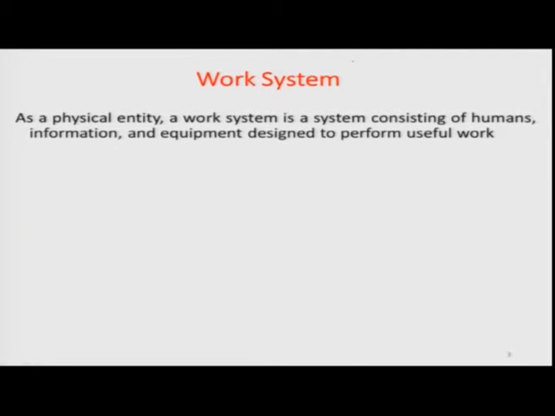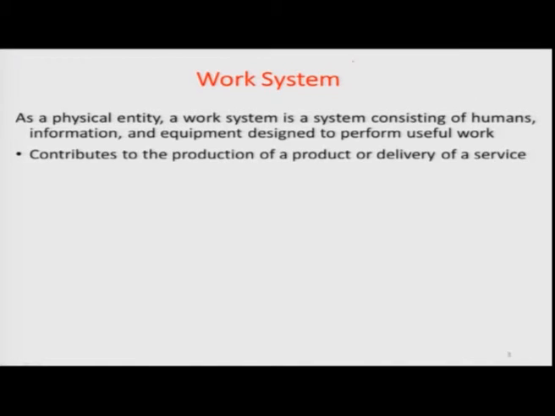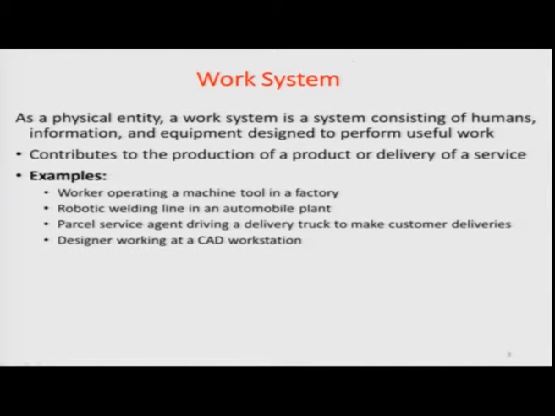So, what is the work system? Work system is a physical entity, that is a system that consists of human, information, equipment designed to perform useful work, and it contributes to the production of a product or delivery of a service. Okay. Suppose that if you want to develop a system for your organization, so how will you develop a system for that.